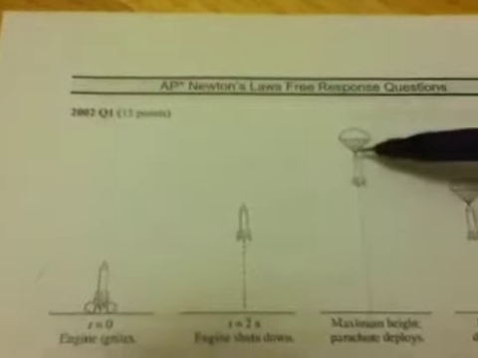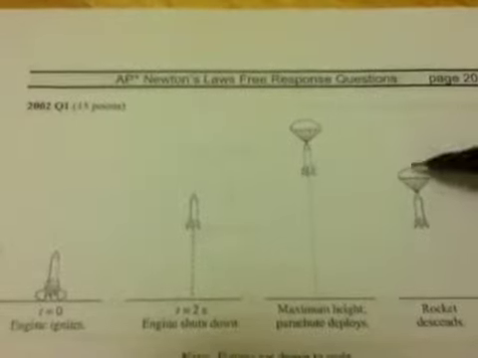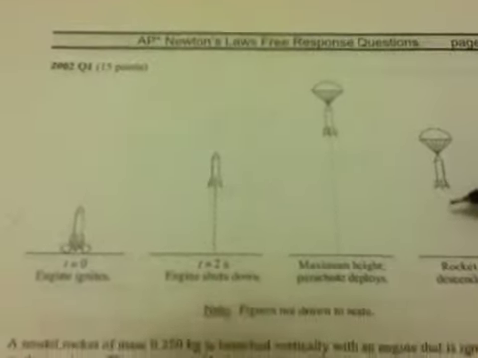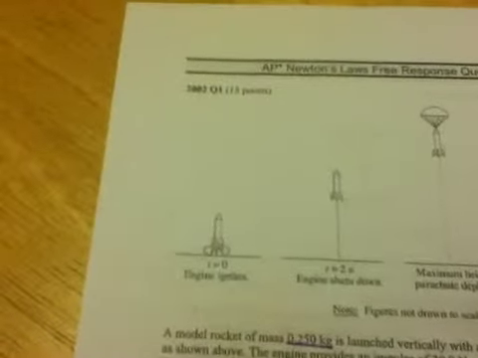And then so when it reaches that height, that's when we get to the parachute right here, and then we start coming back down. And so we see that this toy rocket, it has a mass of 0.25 kilograms.